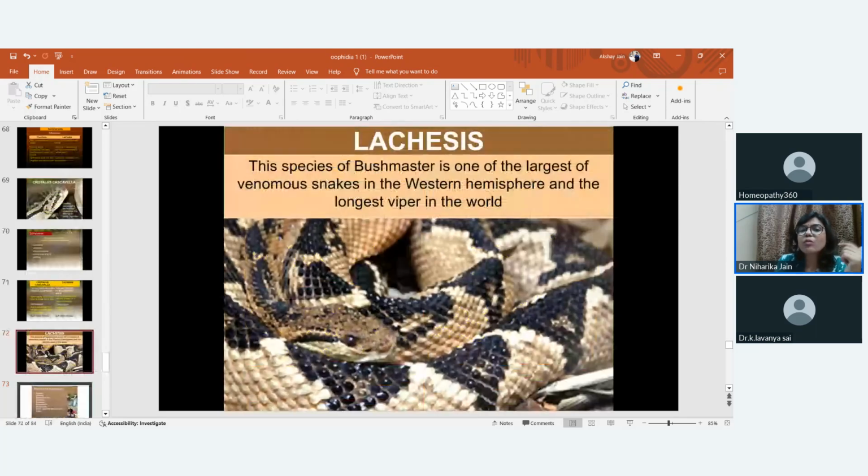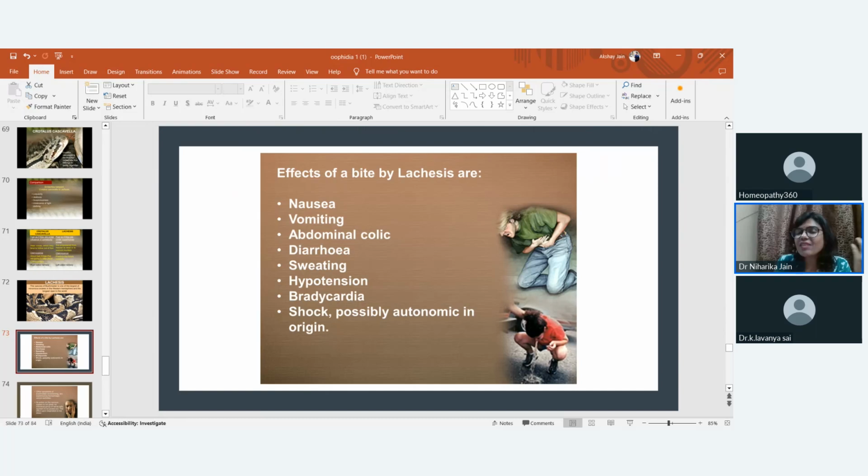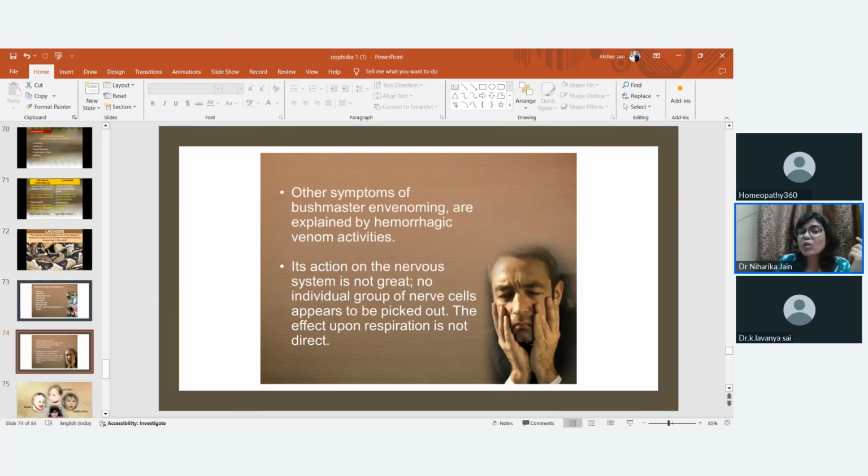Lachesis is the bushmaster, the largest of the venomous snakes in the western hemisphere and the largest viper in the world. If the Lachesis bites a person, it causes nausea, vomiting, abdominal colic, diarrhea, sweating, hypotension, bradycardia, and shock, possibly autonomic in origin. Other symptoms of the bushmaster are explained by the hemorrhagic venom activities.